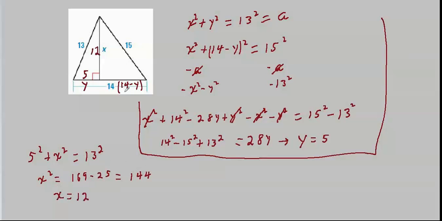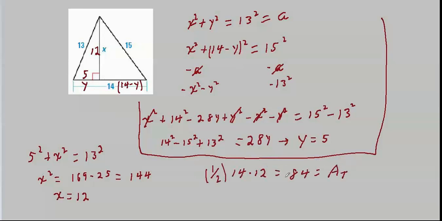There is one very interesting thing about this problem that you can think about. We just found the altitude here. That's what x is. We already knew the base. So what's the area of this triangle? Well, it's 1/2 of 14 times 12. And that's, what, 84? And that equals the area of the triangle.